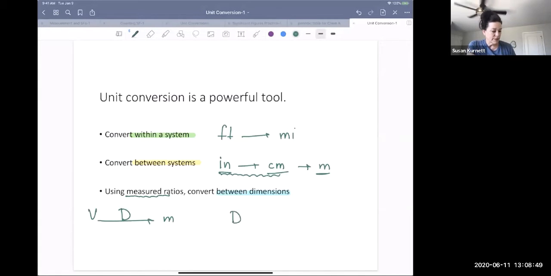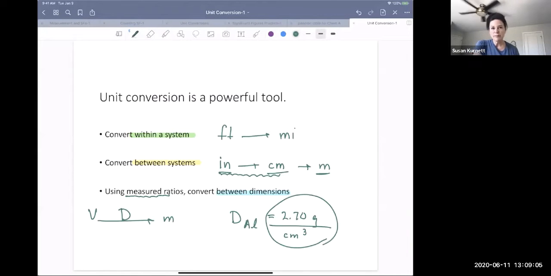The density of aluminum is 2.70 grams for every 1 cubic centimeter. And so I can go from volume to mass using this ratio, and this ratio is made from measured things. So it has 1, 2, 3 sig figs. So using measured ratios, and as soon as I said measured, that means limited sig figs, I can go between dimensions. And in this case, the dimensions I'm referring to are volume and mass.